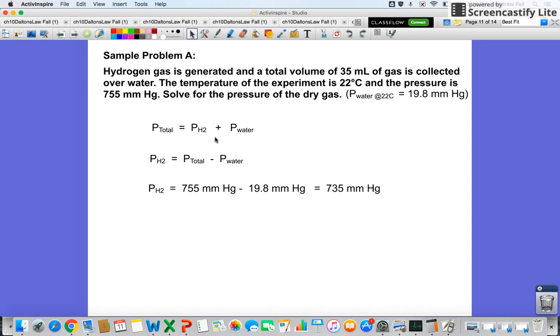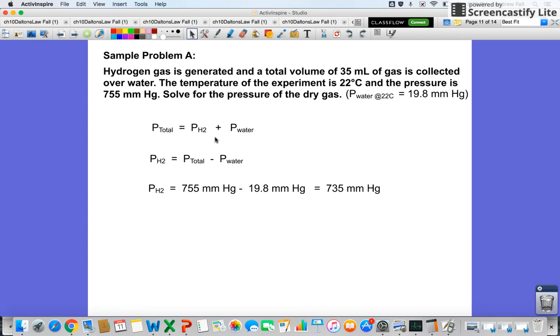Applying this to a gas problem, here we go. Hydrogen gas is generated in a total volume of 35 mL of gas collected over water. The temperature of the experiment is 22 degrees, and the pressure is 755 millimeters of mercury. That's the atmospheric pressure at that point in time. Solve for the pressure of the dry gas. So at 22 degrees Celsius, water would have a vapor pressure of 19.8 millimeters of mercury.